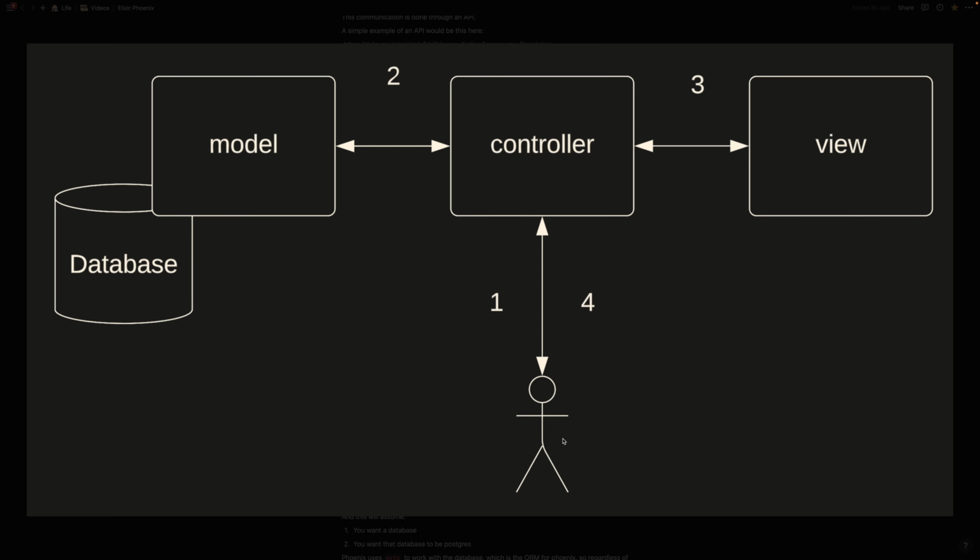Now, in the context of building an API, the view might not be a web page like an HTML page. You can think of the view then just as the JSON structure, or you might be able to design this without a dedicated view at all. In general, this is the pattern we're going to follow and is recommended by Phoenix.